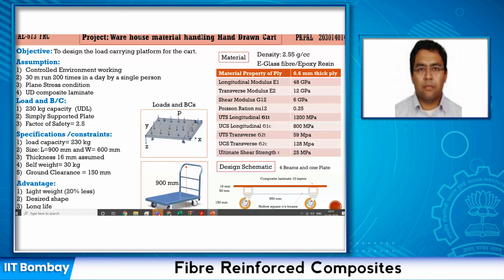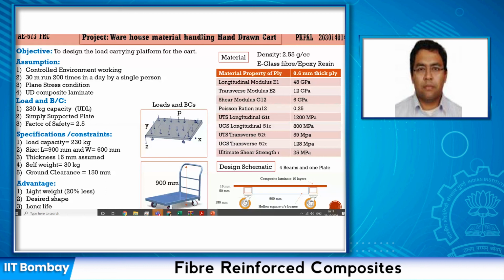So this is the design schematic I have thought of. I thought that I'll put a composite laminate. Right now I'm assuming 10 layers, and then below that we'll be having 4 hollow square cross section beams. So they will be 900 mm long, and the spacing is there. So this is the design schematic. These are the load and boundary conditions.